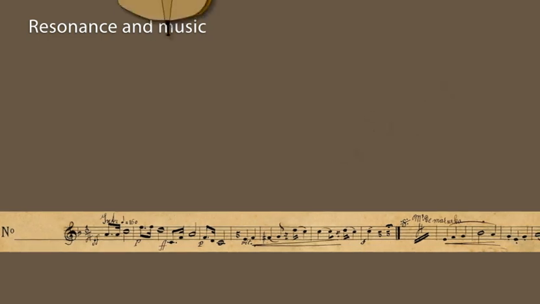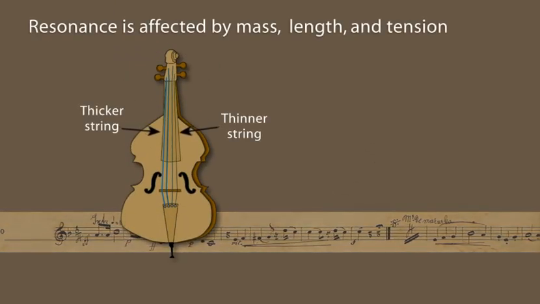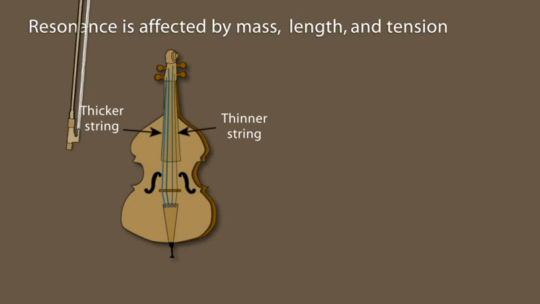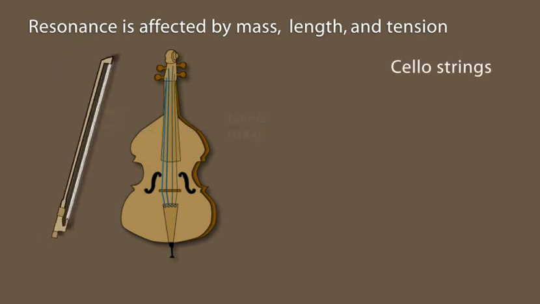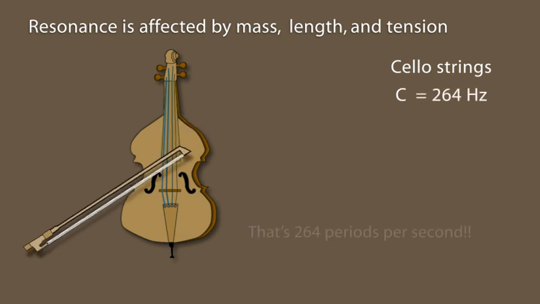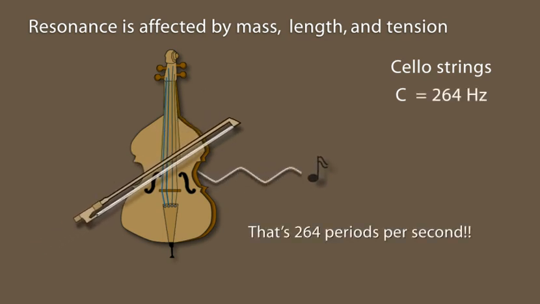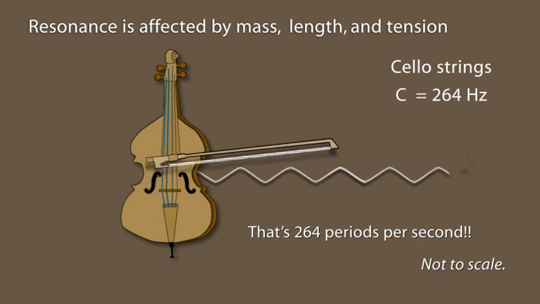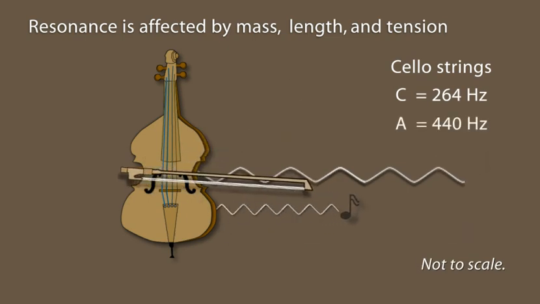Strings under tension, such as with this cello, have resonant frequencies directly related to the material of the string as well as the mass, length, and tension of the string. The massive, slow C string resonates at 264 Hz, whereas the thinner A string of a different material resonates at 440 Hz.